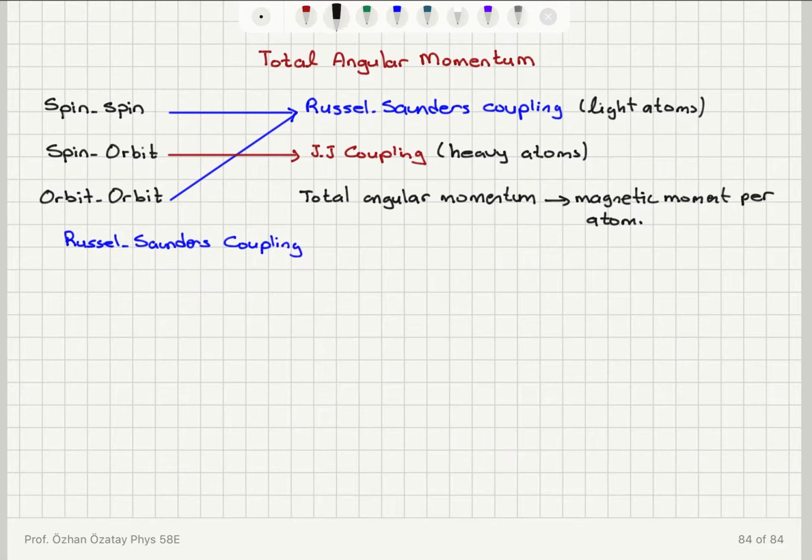Now, as I said, this is in light atoms where the spin-orbit interaction is weak. The spin-orbit coupling is not the dominant term here. So it's the coupling between individual orbital angular momenta, and the coupling between individual spin angular momenta that should be considered, so that's the stronger term.